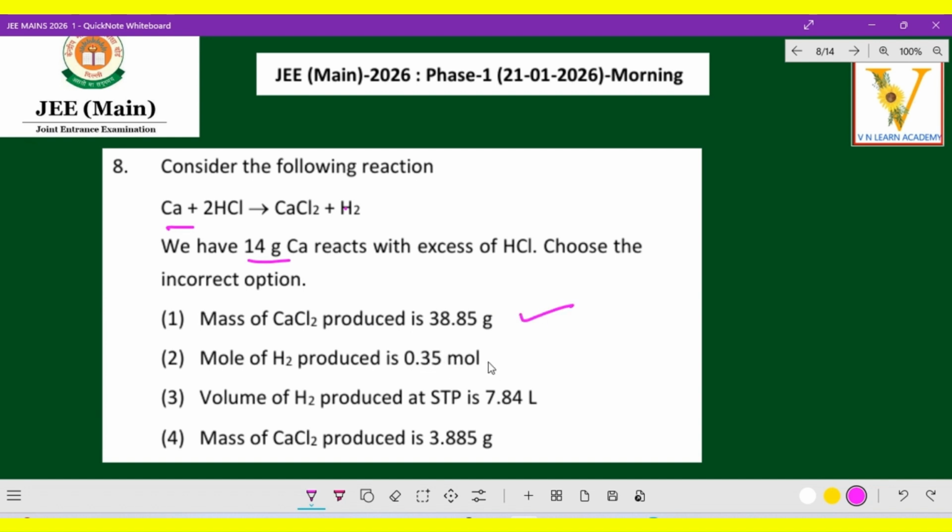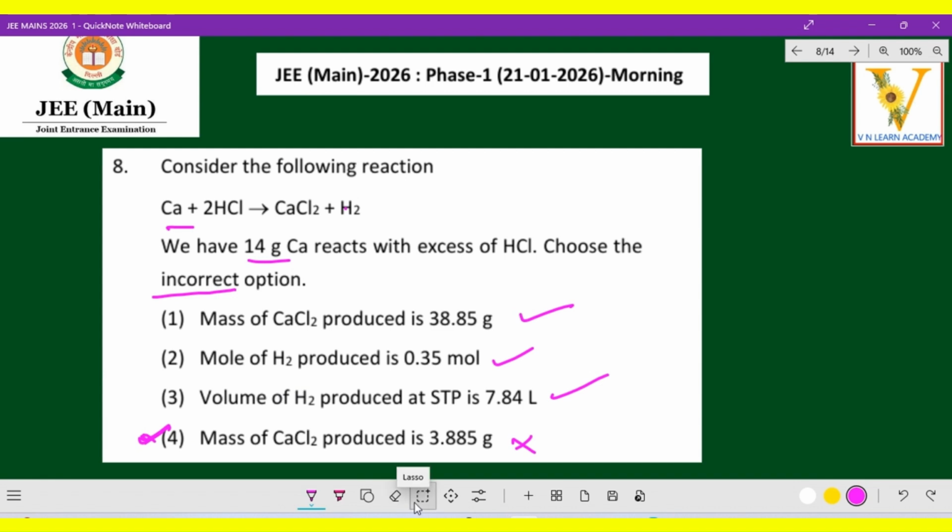Moles of H2 produced is the number of moles of calcium. It is 0.35 mole. Yes. Volume of H2 produced at STP is 7.84 liter. Yes, this is also correct. Mass of calcium chloride produced 3.885. No, totally it is wrong. So which is the incorrect option they have given? That incorrect option is the fourth one. So the fourth option only is the answer. I hope you got the clarity.